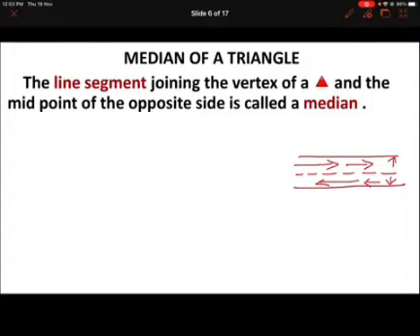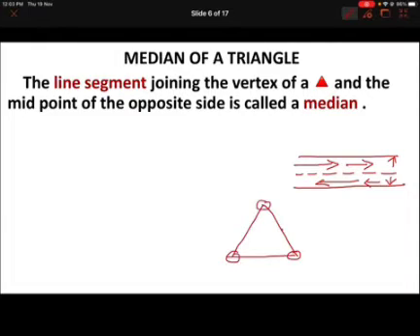The line joining the vertex of a triangle and the midpoint of the opposite side is called a median. Okay, now let's see what it is. Suppose this is a triangle, children. Now, 3 vertices are there. All of you can see there's one vertex here, one here and one here.